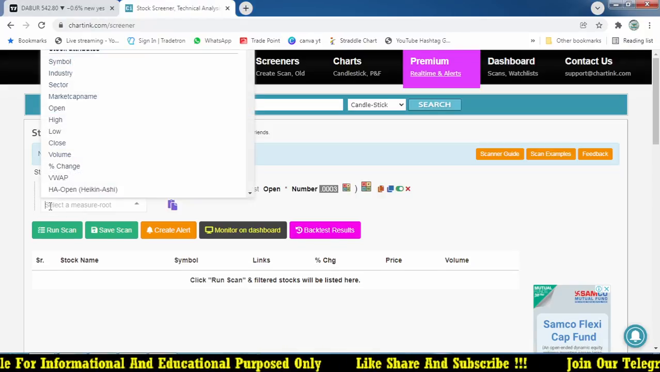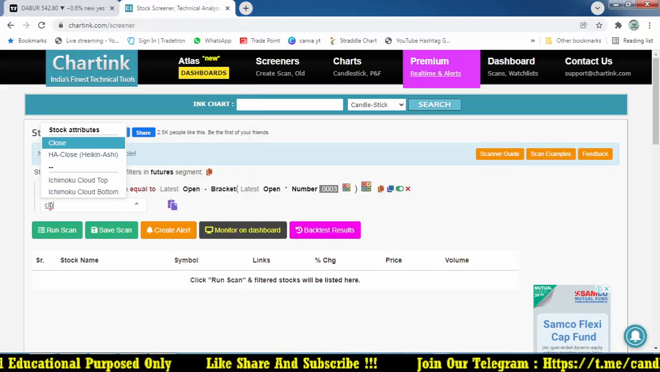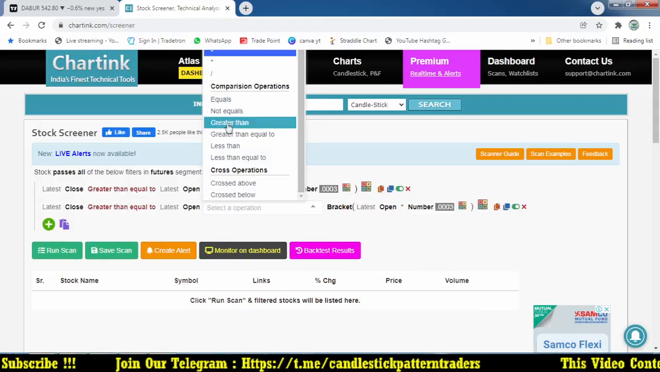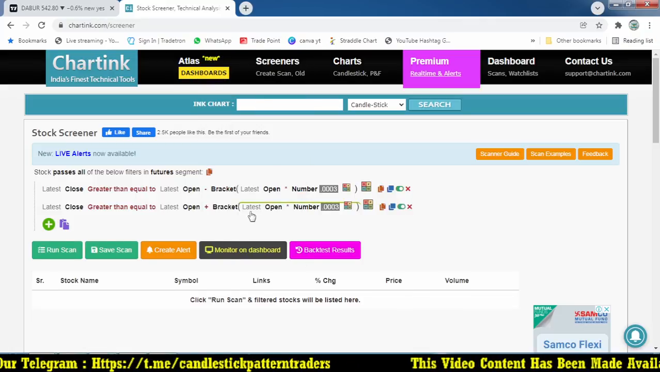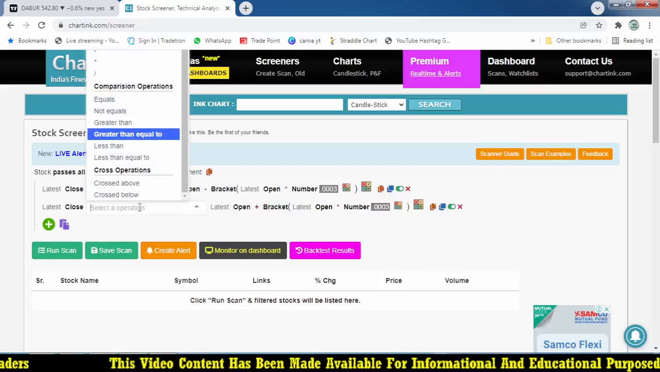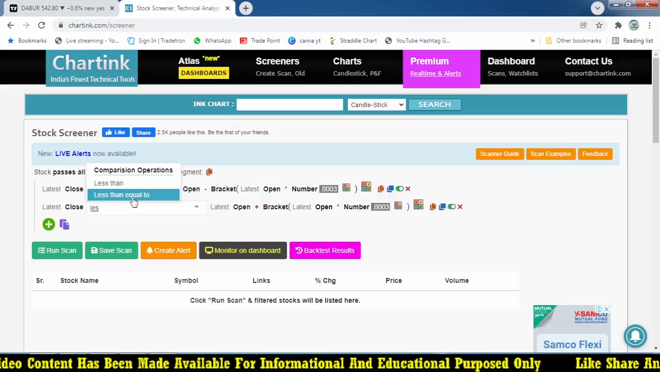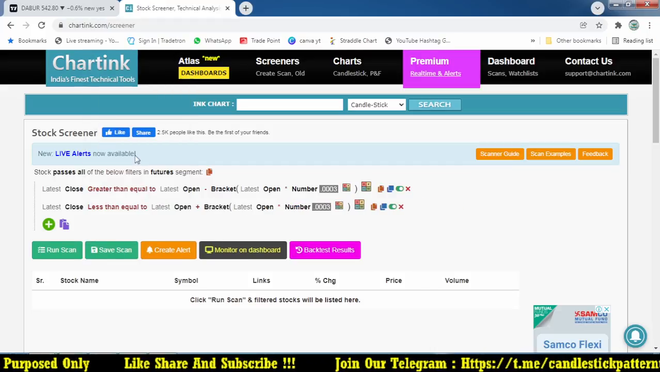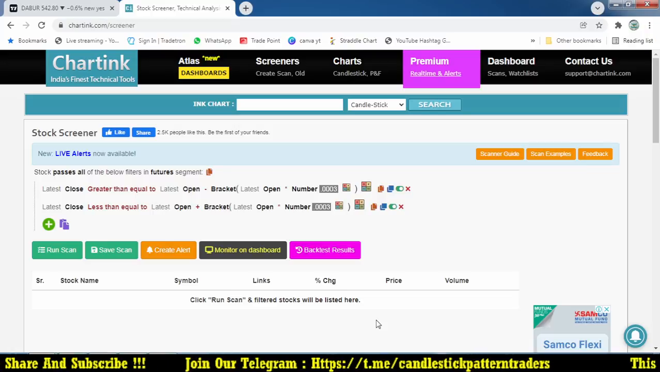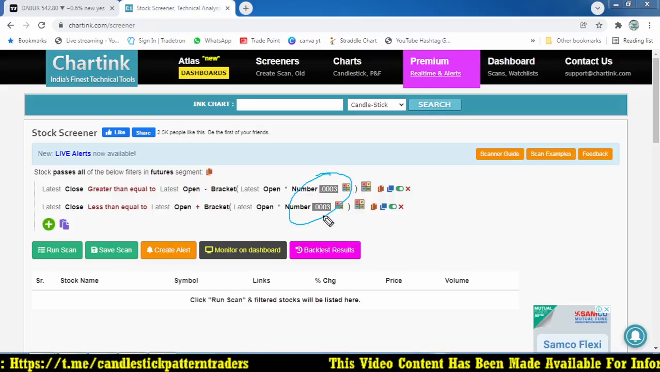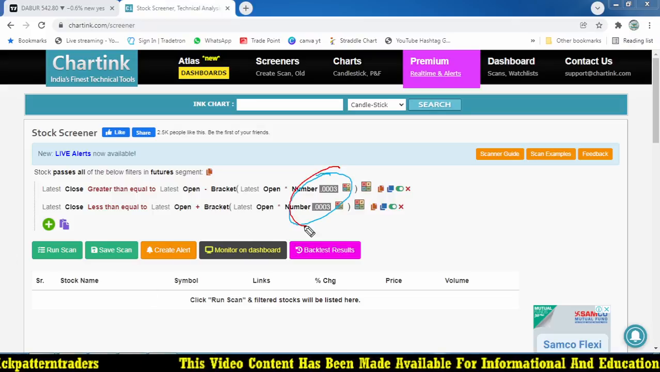For the second one, we copy this, and instead of greater than, here we are going to use the plus symbol, because we are comparing open and close both. Here, less than or equal to, because the open may be slightly higher than the close, or the close price may be slightly higher than or equal to. So this will find a perfect doji candle, with the difference of 0.003 as our difference point.